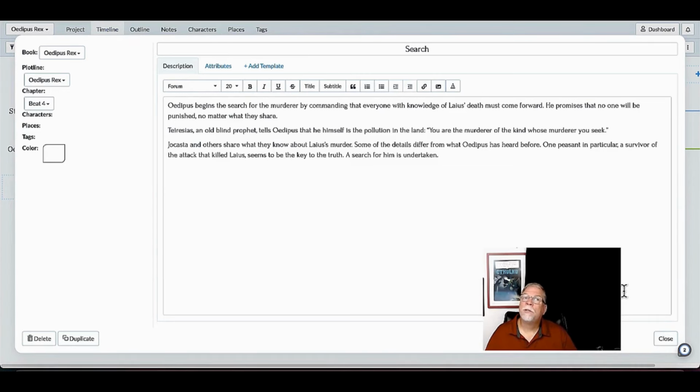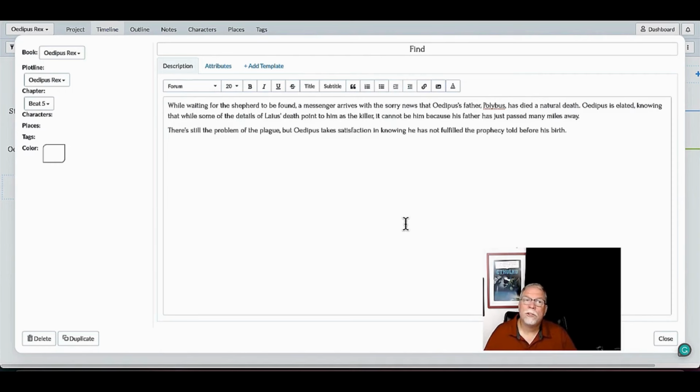Jocasta and others share what they know about the king's murder. Some of the details differ from what Oedipus has heard before. He was supposedly killed at the intersection of 3 roads. From the description, it seems like a familiar place to Oedipus. One peasant in particular, a shepherd and a survivor of the attack that killed the king, seems to be the key to the truth. A search for him is undertaken. He's looking for his primary witness.